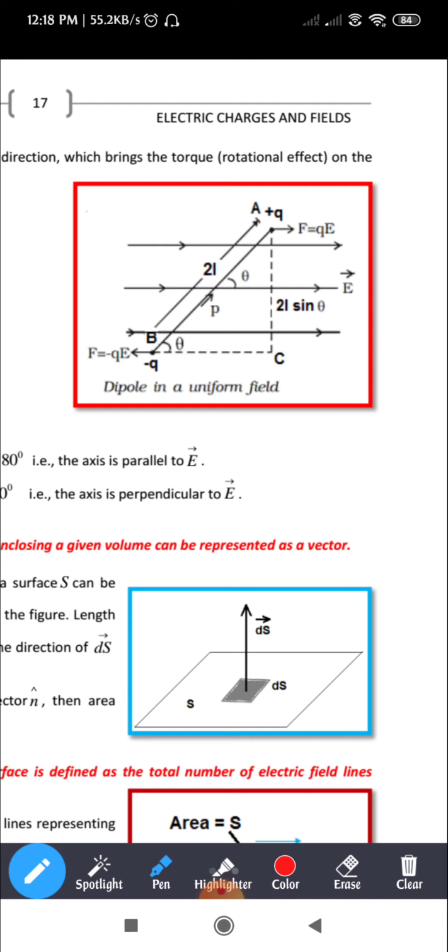And one thing I need to say: why does the positive charge experience the force towards the right? Why not towards the left?